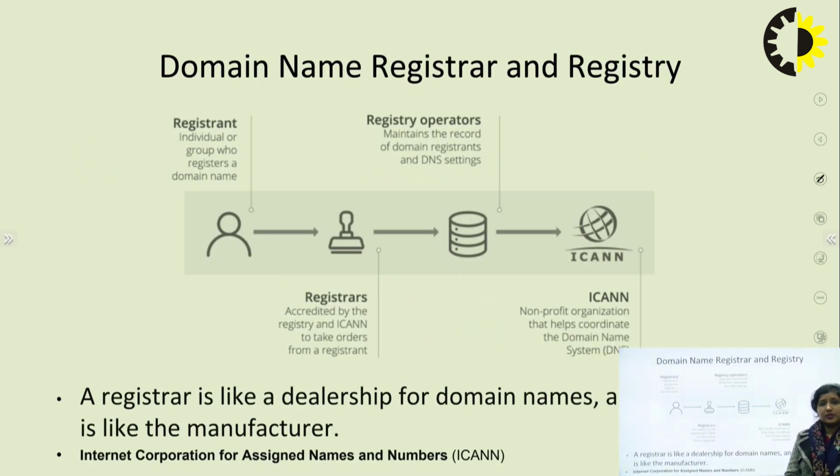Next is the domain name registrar and the registry. So registrant, this is a registrant who is what? An individual or group who will register for the domain name. Then there will be registrars. They will be accredited by the registries, and then registry operators will be there who will be maintaining all the records. We are having ICANN. This is a non-profit organization who will be working for it. So basically, what is a registrar? Registrar is like a dealership for domain names, and the registry is like a manufacturer.